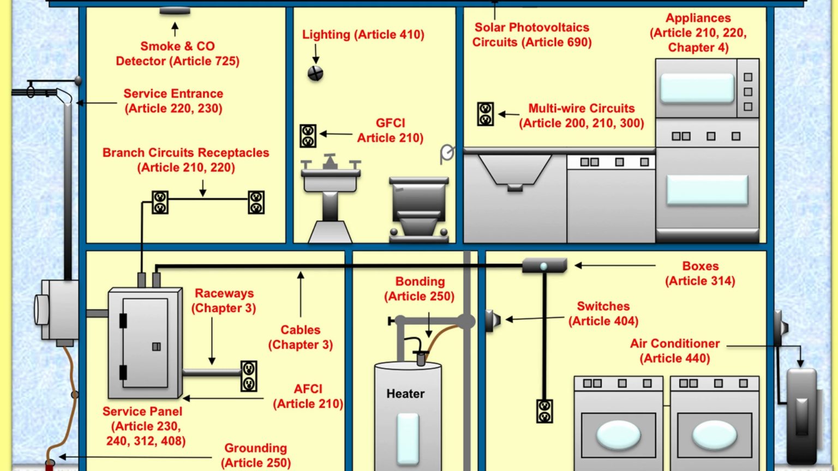The Electrical Code is a comprehensive set of safety standards for the installation, operation, and maintenance of electrical wiring and equipment in the United States. It covers a wide range of applications, including residential, commercial, and industrial settings.